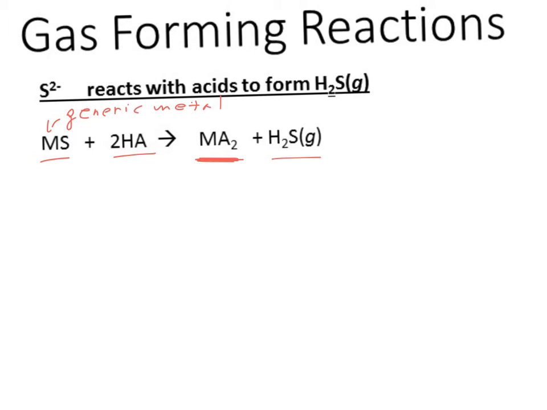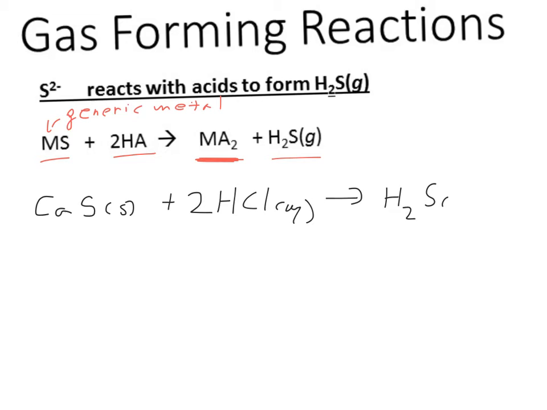For example, if you have calcium sulfide solid reacting with hydrochloric acid, your products are going to be hydrogen sulfide gas and then a salt made from the calcium and the chloride. And since calcium's 2+ and chloride's -1, that would be your salt. All right, so there's one example.